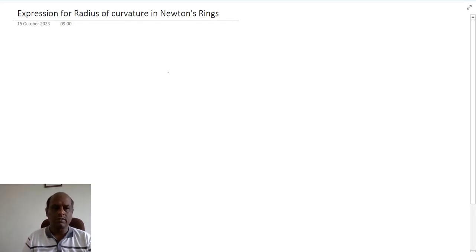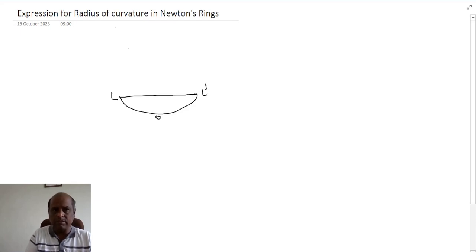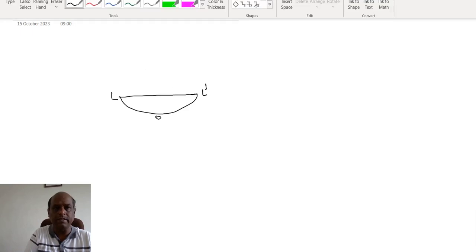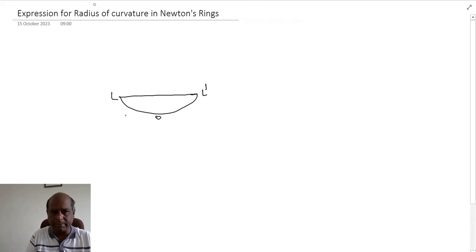So in this video, we'll try to develop the expression for the radius of curvature in Newton's rings. As we know, Newton's rings setup contains a plano-convex lens. Let us represent this as L, O, L dash, which is kept on a plain glass plate AB. So this is our plain glass plate AB.